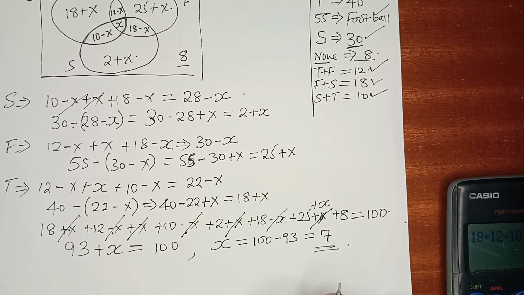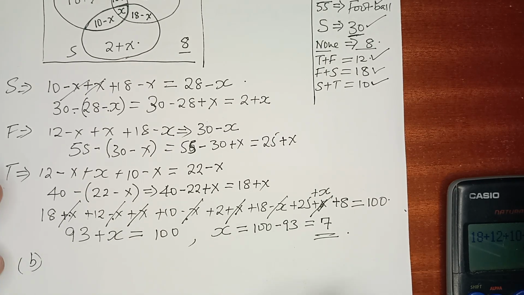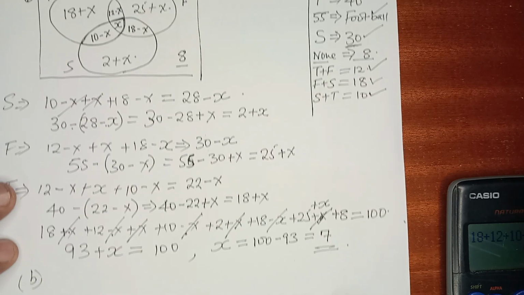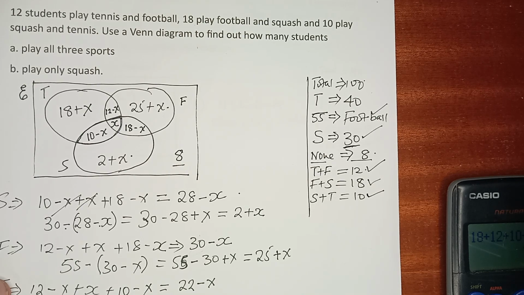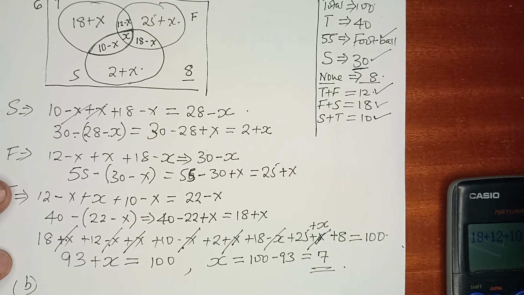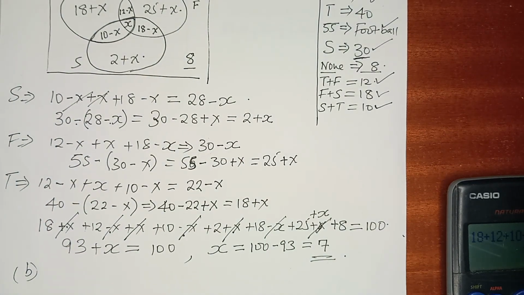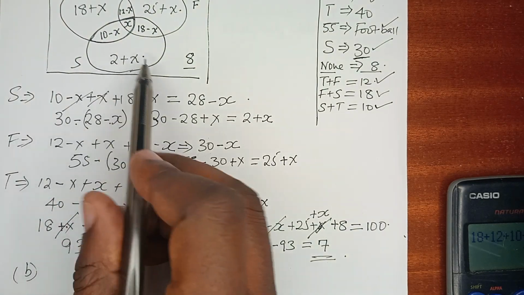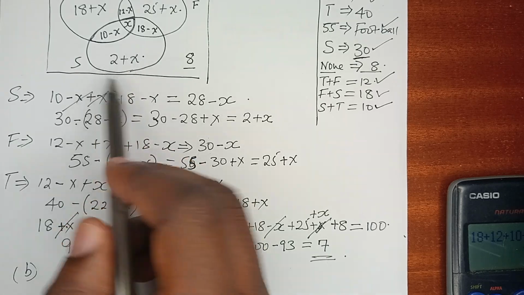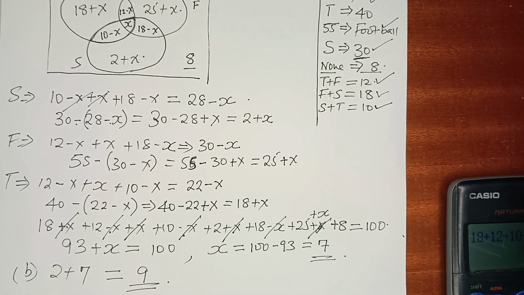Part B of the question is asking us how many play only squash? That is the question. How many play only squash? Now, those who play only squash are actually 2 plus x, because they have to play squash without any other combination, only squash. It is actually the students in this particular region, which is 2 plus the value of x, which is 7, and we have 9 students playing squash only. And that is the end of the question.